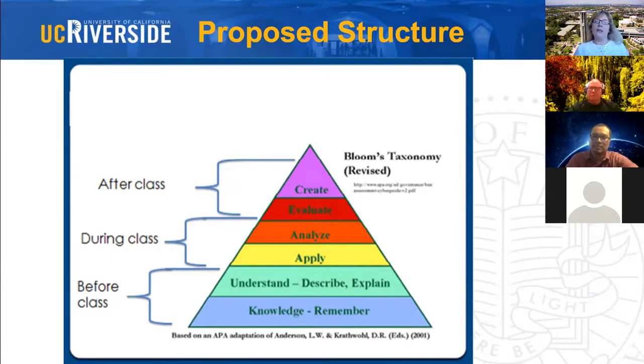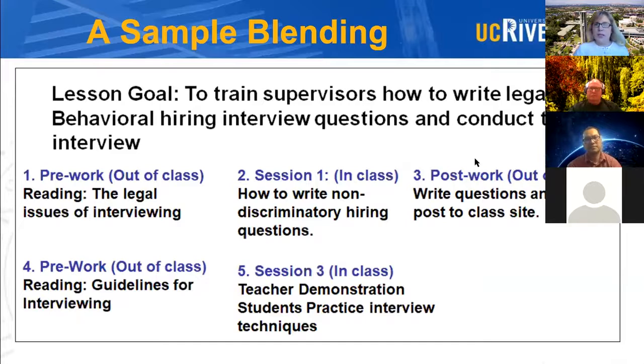So that is a way to help you think about how you can parse out what you do in the synchronous sessions versus the asynchronous. And here's an example. This is about how to write interview questions and conduct the interview. So 1 through 3, imagine, is over time. Pre-work is a reading. In session 1, they teach you how to write these non-discriminatory questions, and then on their own, they write them.